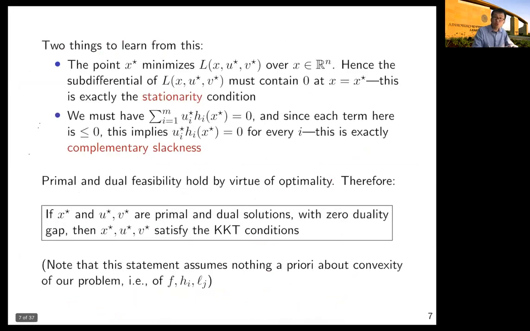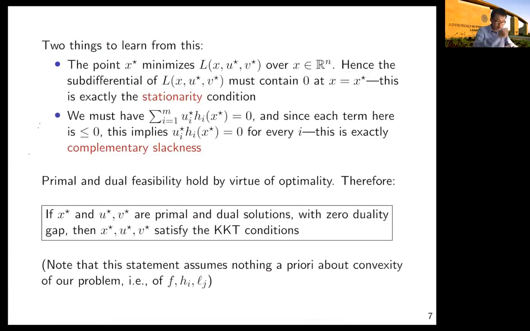notice that for this to hold, we must actually have this non-positive term be exactly 0. And for this to be true, notice that over the summand, every individual u_i* h_i(x*) is non-positive. Therefore, in order for the sum to be 0, we need every individual one of them to be 0. And that gives us exactly the complementary slackness.